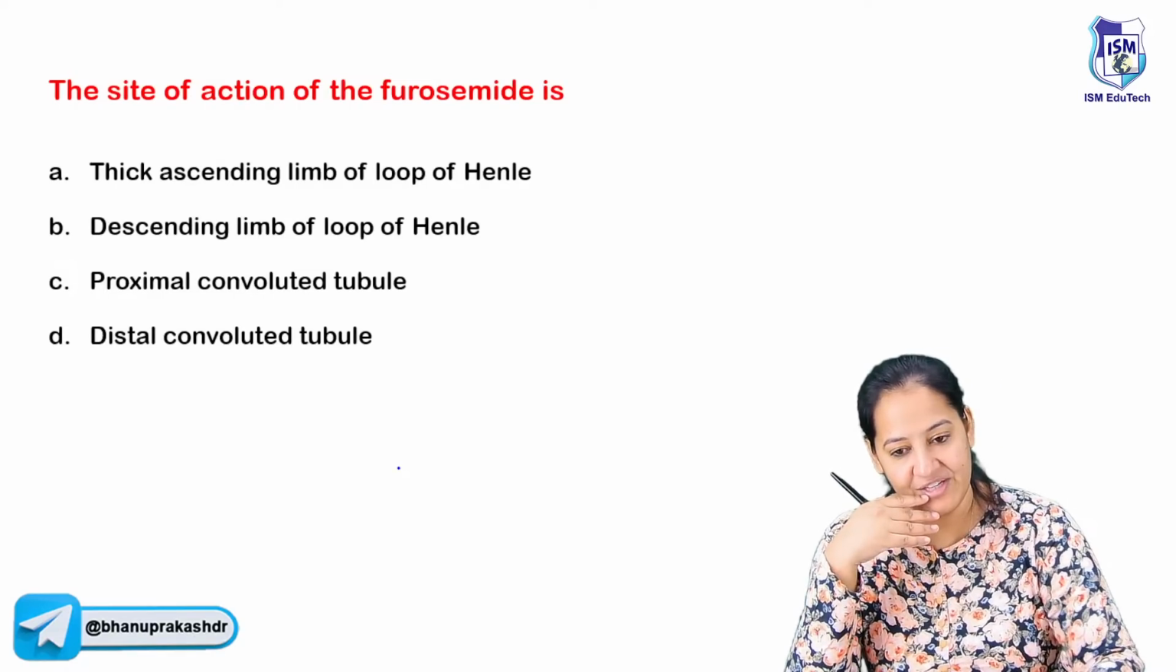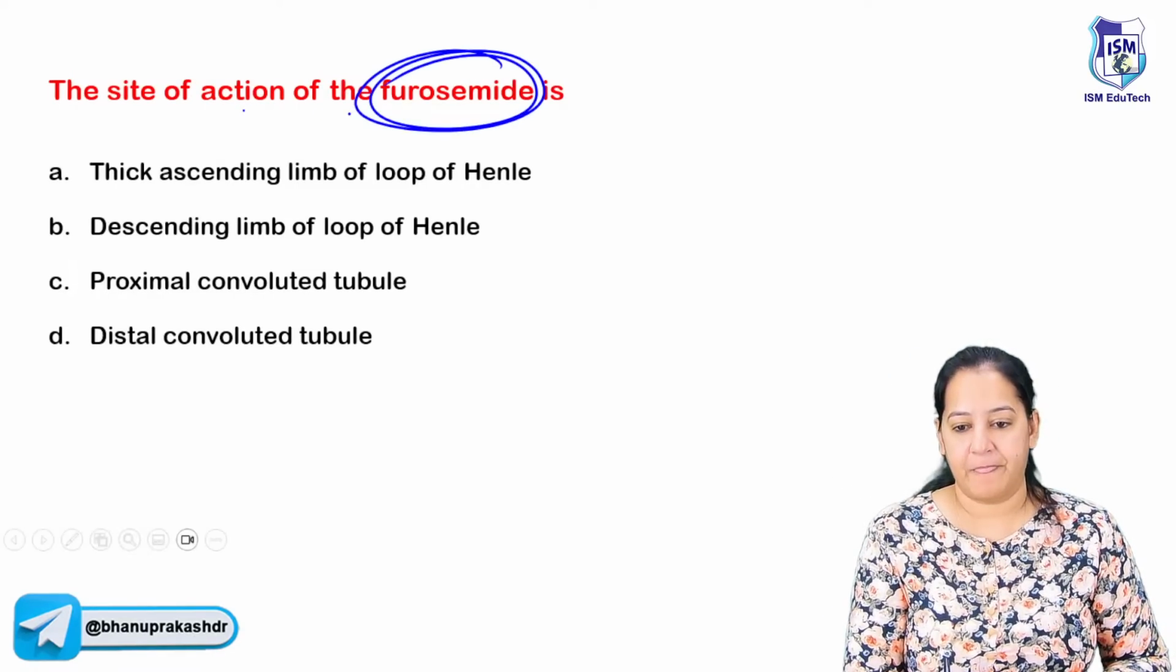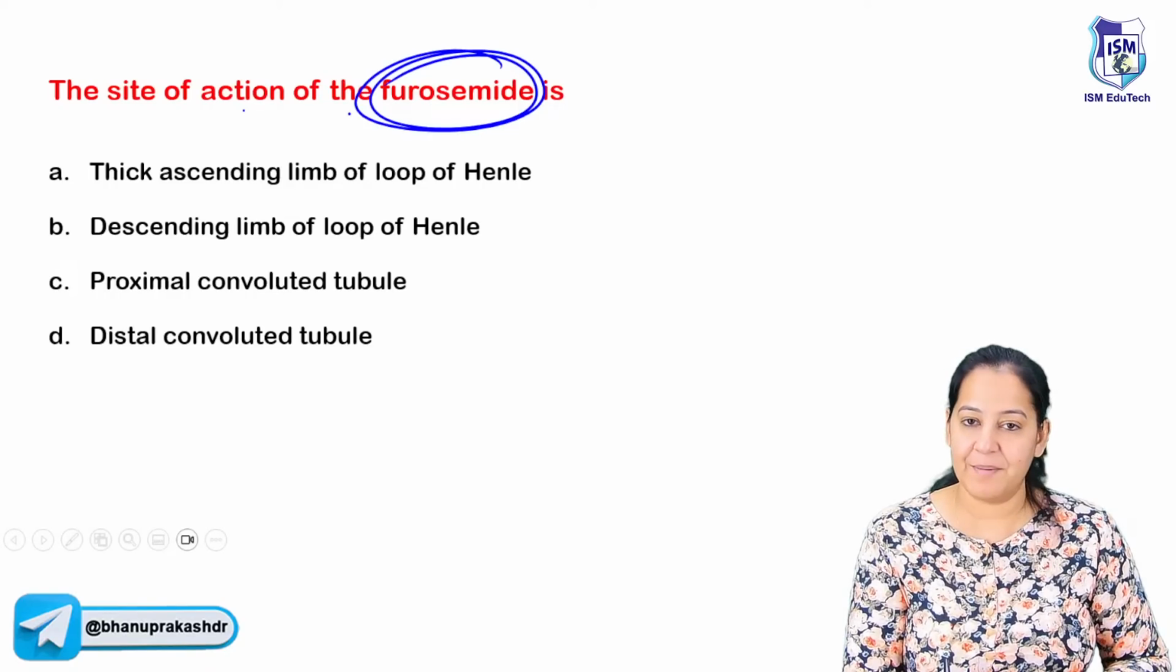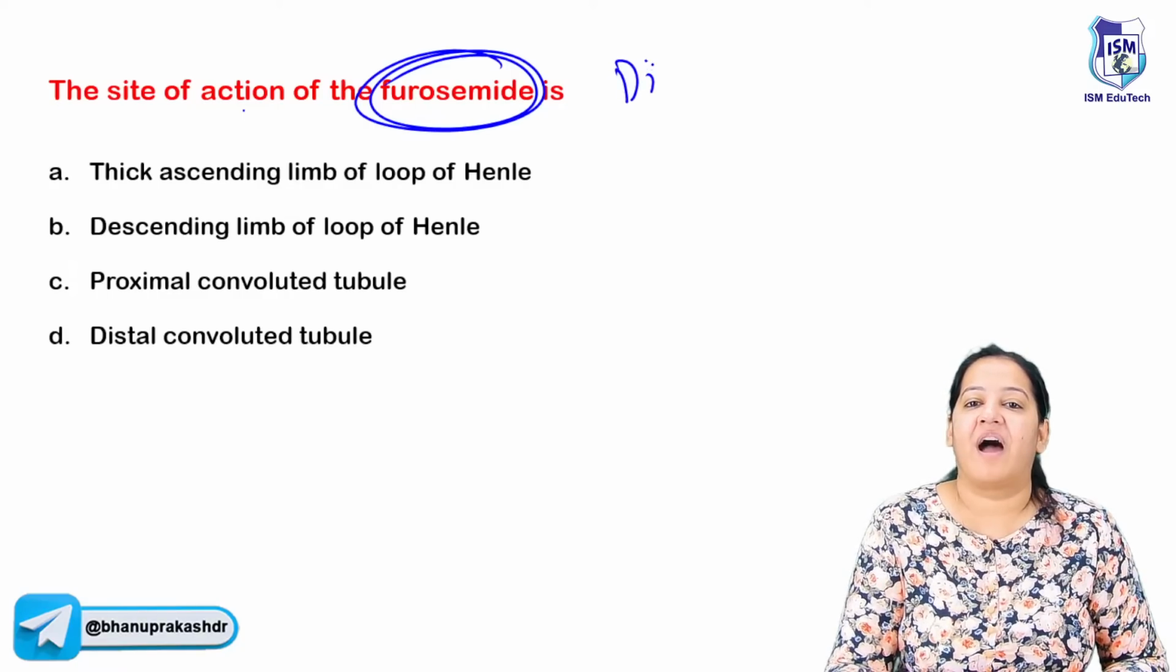The next question is in front of you. Read the next question and tell me the answer. What is the site of action of furosemide? What is furosemide? First thing you should know. Furosemide is a type of diuretic.